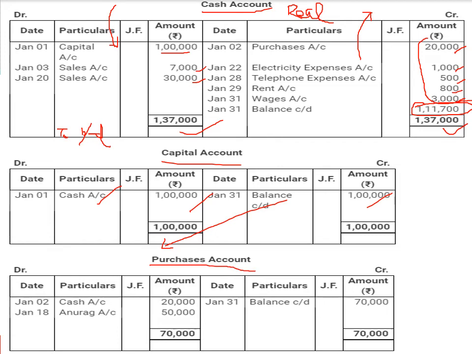There are two entries: goods purchased for cash rupees 20,000 and goods purchased from Anurag on credit 50,000. So there is a balance c/d of rupees 70,000.